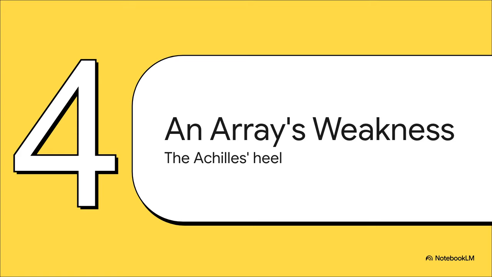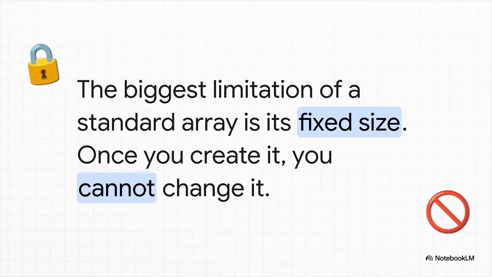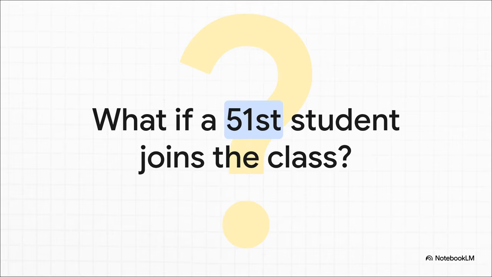So arrays seem pretty powerful, don't they? They bring order to chaos, they're super fast. But every hero has a weakness, an Achilles heel. And for an array, its biggest weakness is that fixed size. This goes all the way back to our second golden rule. Once you build that 50-slot bookshelf, it is forever a 50-slot bookshelf. You can't change it, period. And that leads to a very, very real problem. What happens if a 51st student joins your class? Suddenly, your 50-slot array just isn't big enough.